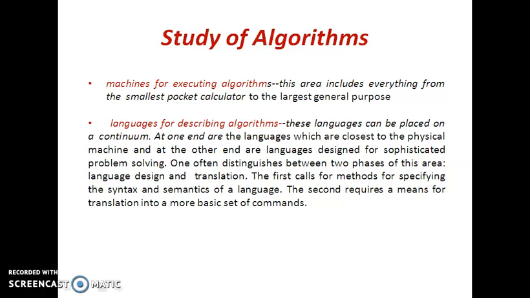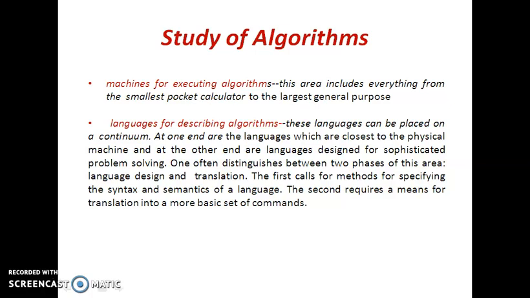Second, language for describing the algorithm. So we are ready to write the algorithm, but which language do we choose? Suppose I have already studied C, C++ and Java. Suppose this algorithm is only suitable for writing in C language, while another algorithm is only suitable for writing in C++ language. So first choose that. Okay, so languages can be placed on a continuum.